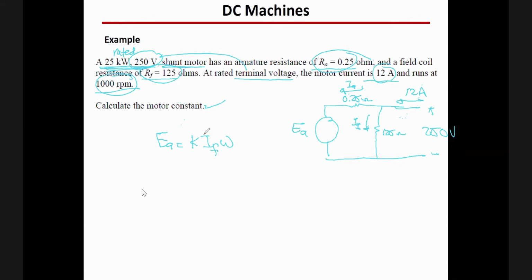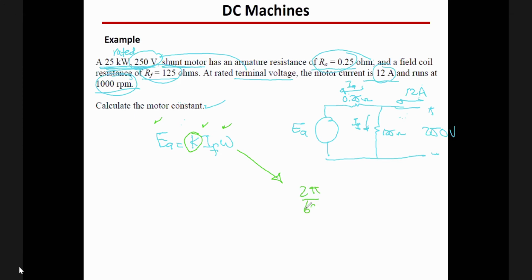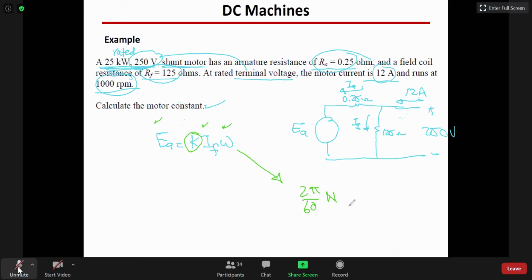So we need to find EA, IF, omega. Can we do this? Let's start with omega. We have the speed, but it's in RPM. We need to find it in radians per second. Multiply by 2 pi and divide by 60. Omega is equal to 2 pi over 60 multiplied by n, the number of RPM. We have the RPM, which is 1000 here. So done.